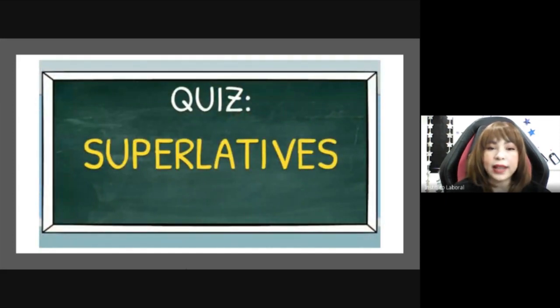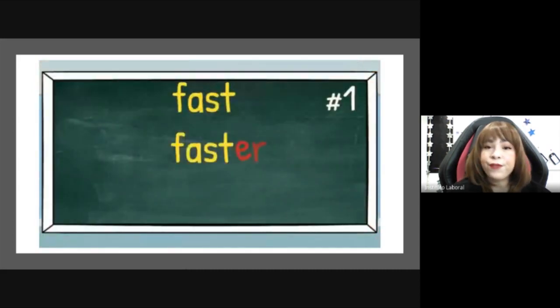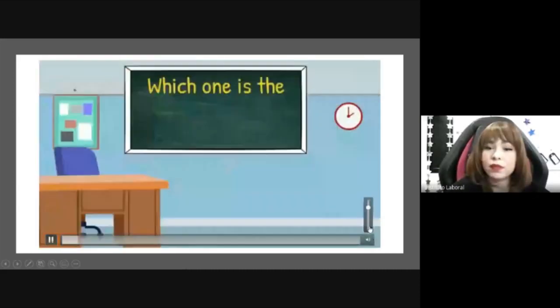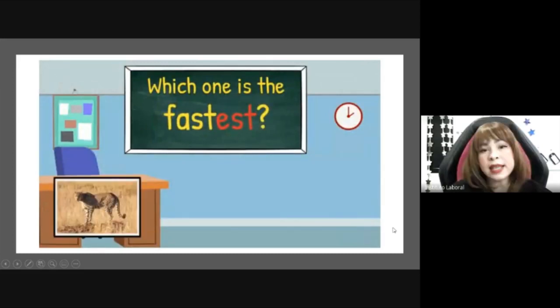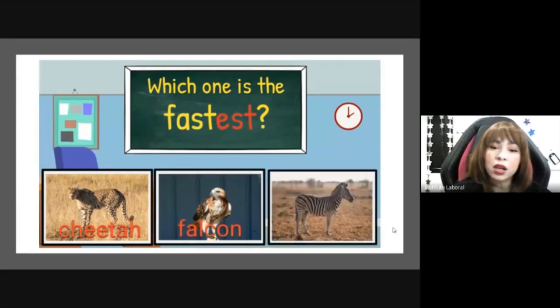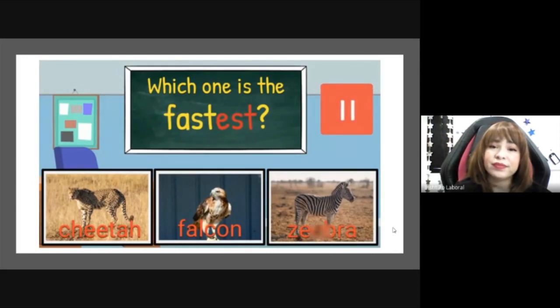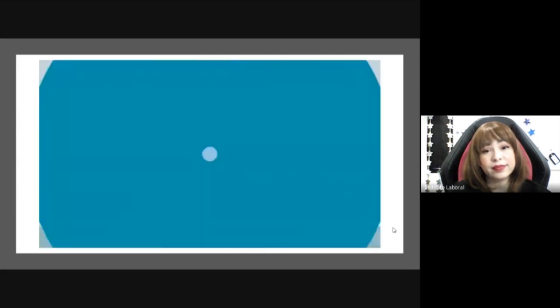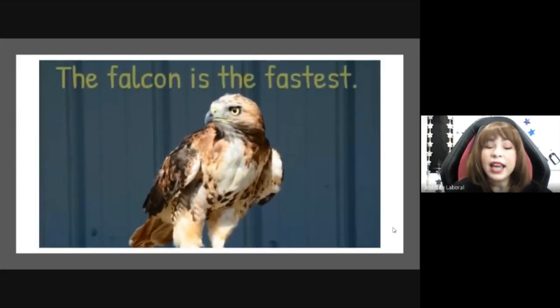Let's start with the superlatives. Fast, faster, the fastest. Which one is the fastest? The cheetah, the falcon, or the zebra? Think quickly. Yes, the falcon is the fastest.